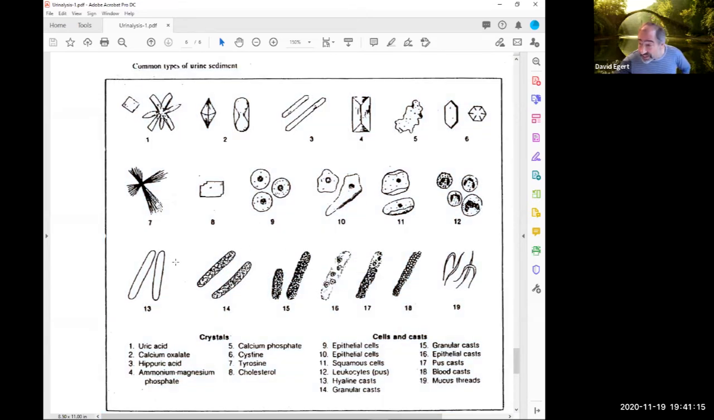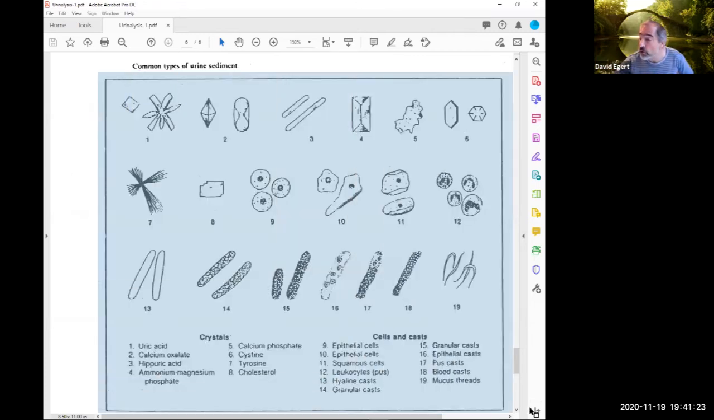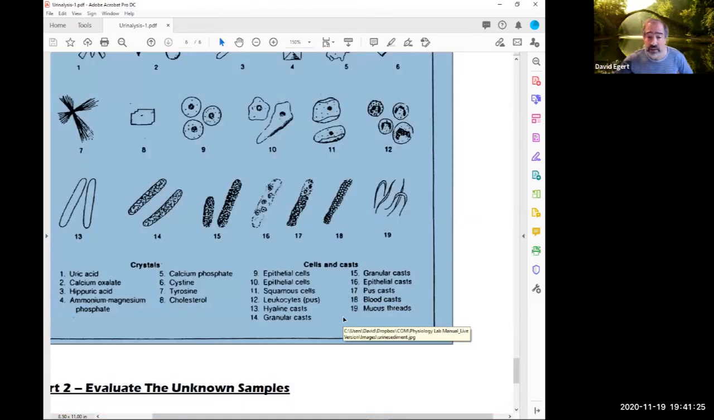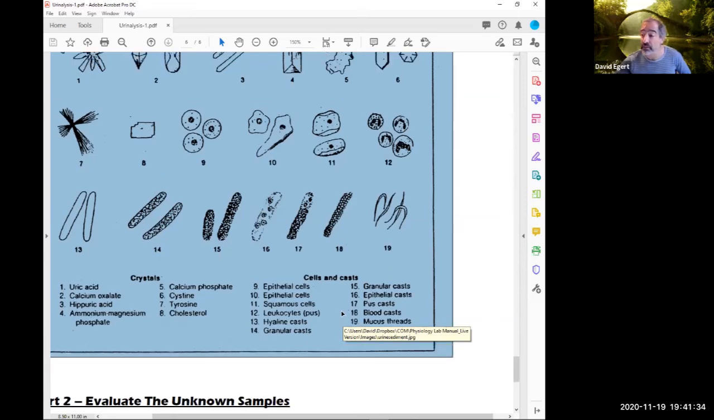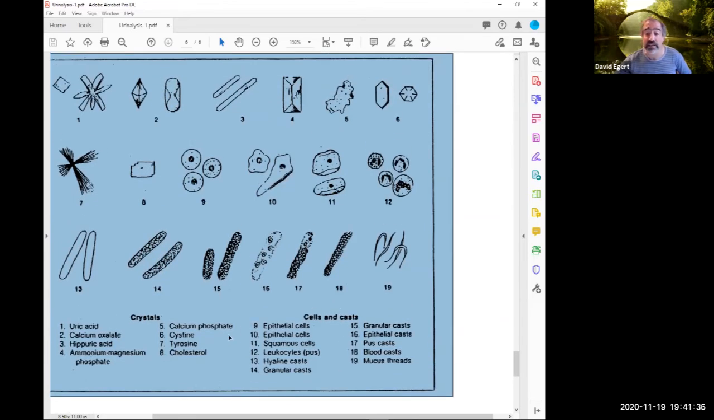For this class, you are not responsible for recognizing any of these or understanding really what they mean, but you should know they exist. You should know that sediment analysis is part of urinalysis. You should understand that if you take your urine and spin it down, you're going to see stuff, and that stuff gives you information about somebody's health.